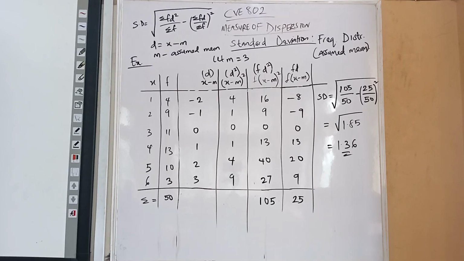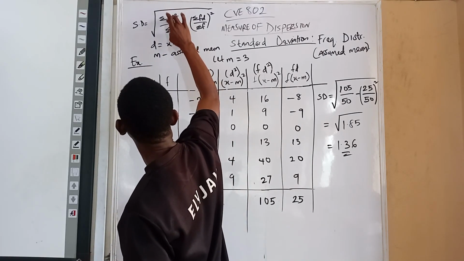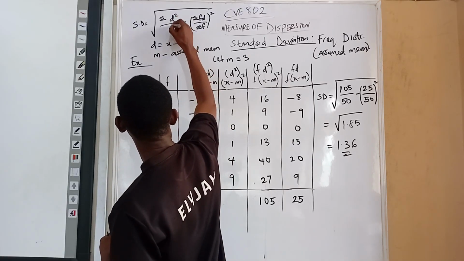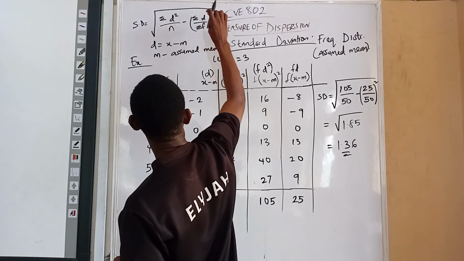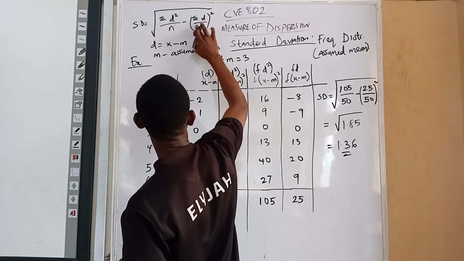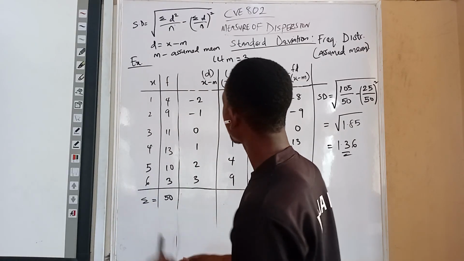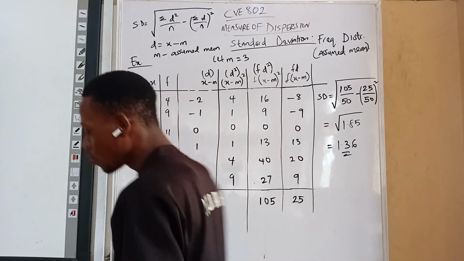So this same method can also be applied to ungrouped data using the assumed mean. The only difference is that this one is now going to be summation d squared over summation n, then this one is summation d over n, squared. That's very different.